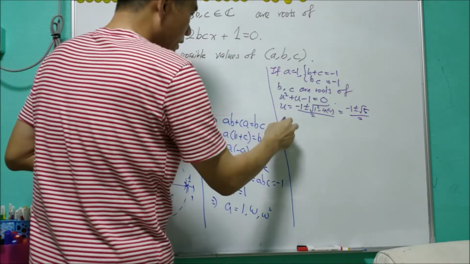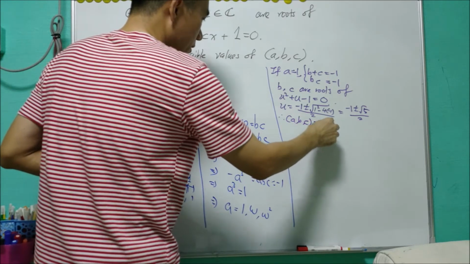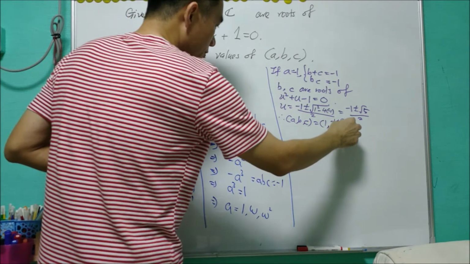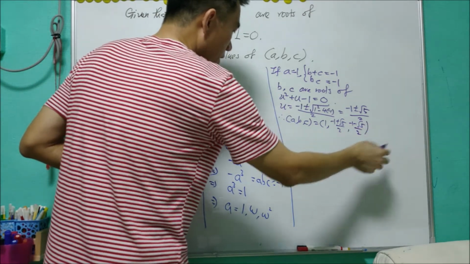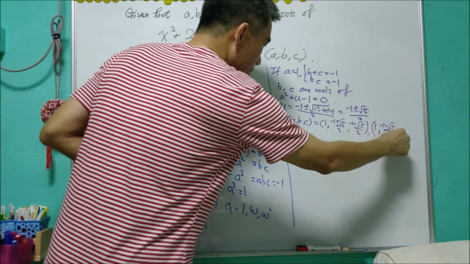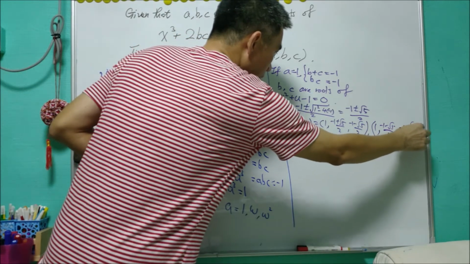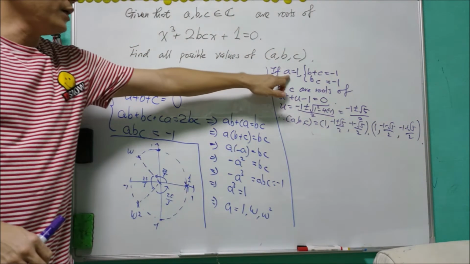So in this case, we get the solution for abc, that is 1, (-1 plus square root of 5) over 2, (-1 minus square root of 5) over 2. Or 1, (-1 minus square root of 5) over 2, (-1 plus square root of 5) over 2. So we settle the case for a equals 1.